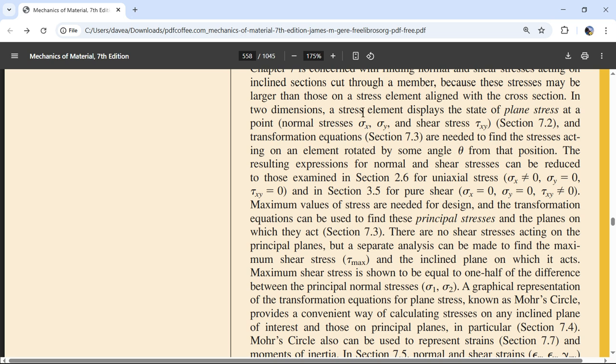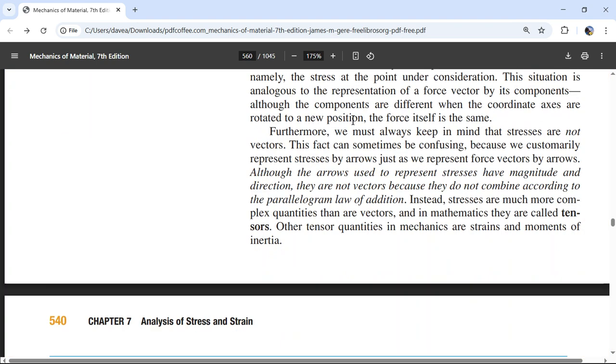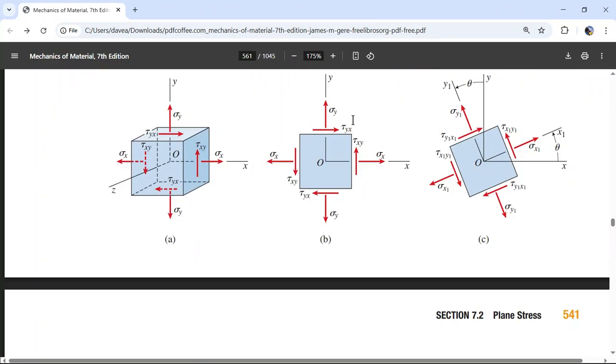So we have stresses, positive and negative in the X direction, positive and negative in the Y direction. Those are our normal stresses, tension and compression. Then we have shear stresses acting, tau xy. And so if we have an element, let's just grab the first picture.